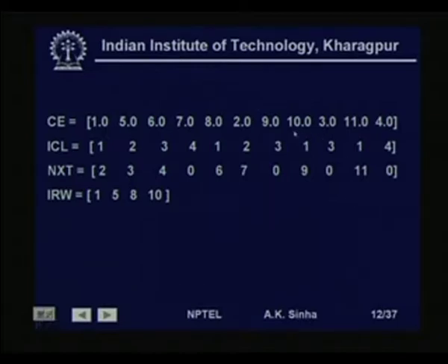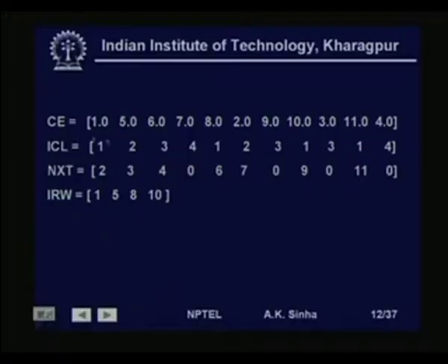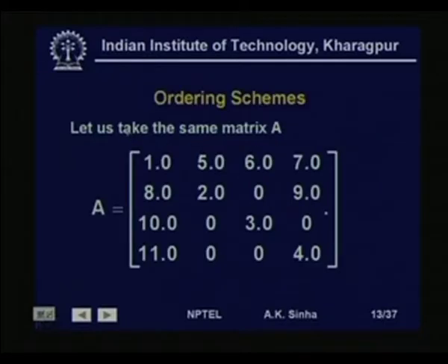Then we have 10, 3, 11, 4. Now, this array ICL is an array of integer numbers. It identifies the column number for these elements, and the size of this array is the same as the number of non-zero elements in the matrix. So, ICL corresponding to the first element is 1, indicating this is in column number 1. The element number 2, which is 5, is in column number 2.